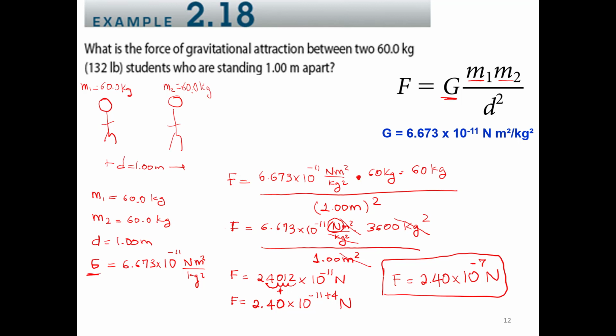And this is really a small force. It's 10 to the power minus 7, so we cannot notice this force. If we are close to another person, this is the attraction force between these two people, but we cannot feel that force because our mass is small. It's really small, and this is why we cannot notice that force. When you solve the problem, you can do the math in the way you want, but you have to complete all the steps correctly.